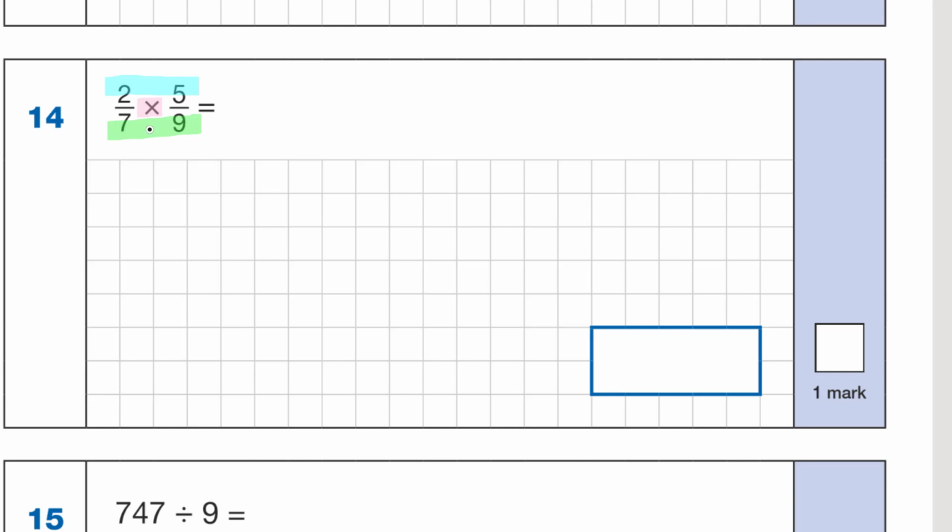So we're just simply going to multiply across the top, multiply across the bottom. 2 times 5 is 10. 7 times 9 is 63. And it is that simple. Your answer is 10 over 63.